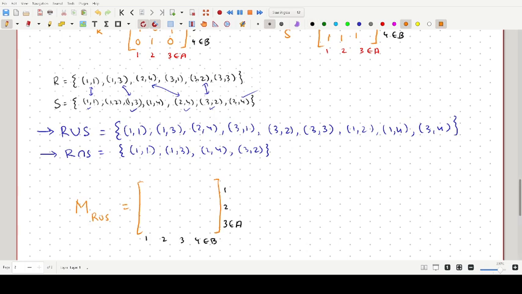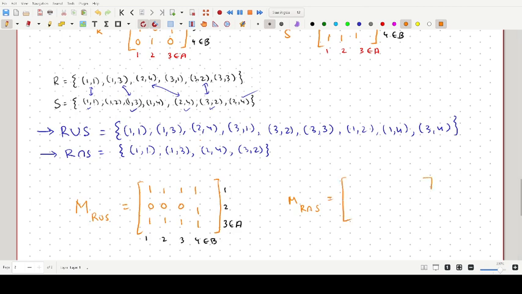So for R union S, 1 comma 1 is there, 1 comma 3 is there, 2 comma 4 is there, and 3 comma 1 is there. You can notice that I'm putting 1 at each of the positions. 3 comma 2 is present, and then 3 comma 3 is also there, 1 comma 2 is there, 1 comma 4 is there, 3 comma 4 is also there, right? And the rest of them would be zeros. So this is our matrix for R union S.